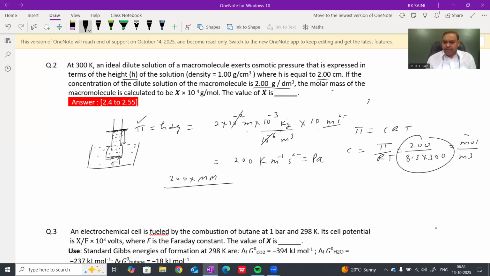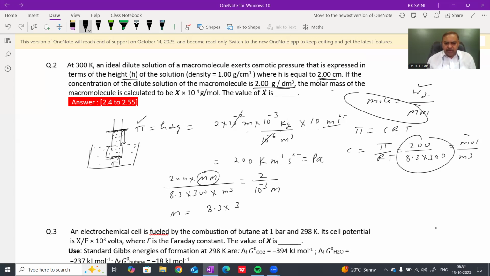Molar mass: we know that mole equals weight in gram upon molar mass. Therefore, mole multiplied by molar mass gives weight in gram upon volume in meter cube, which is 200 upon 8.3 into 300. And this equals the given concentration. The given concentration is 2 gram per decimeter cube. A decimeter equals 10 to the power minus 1 meter.